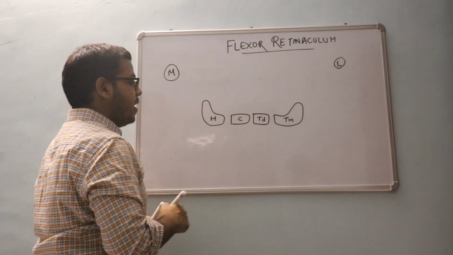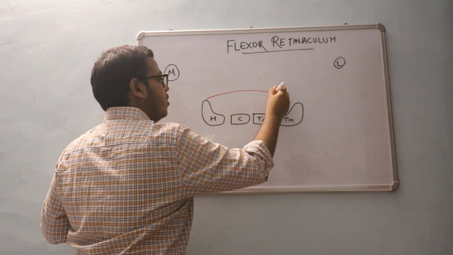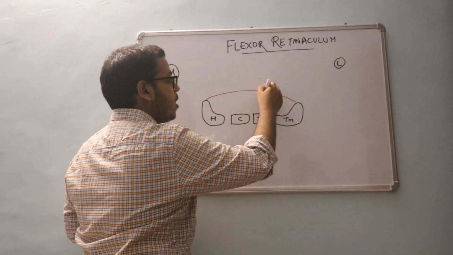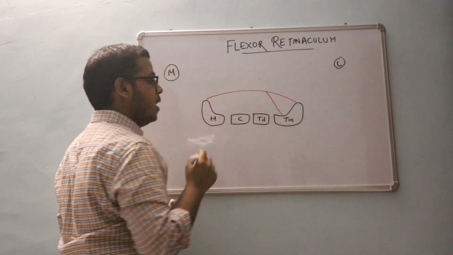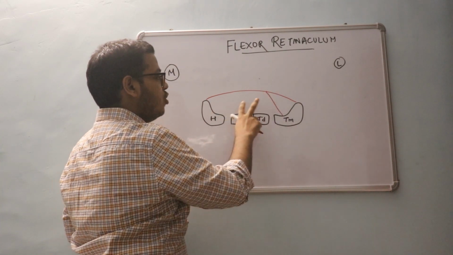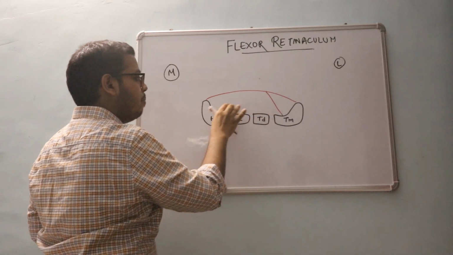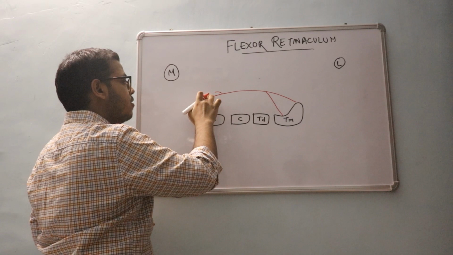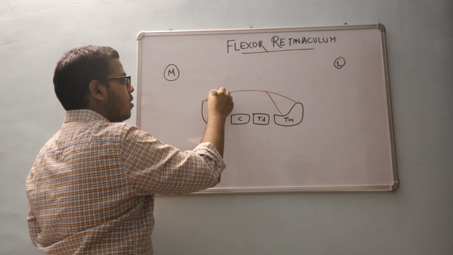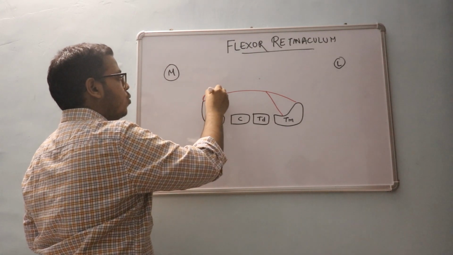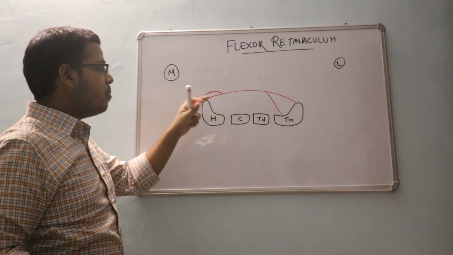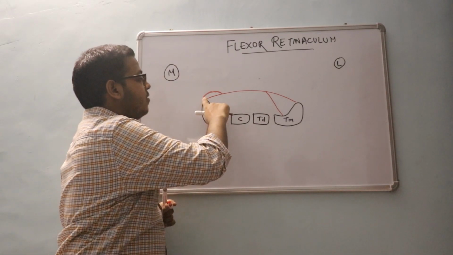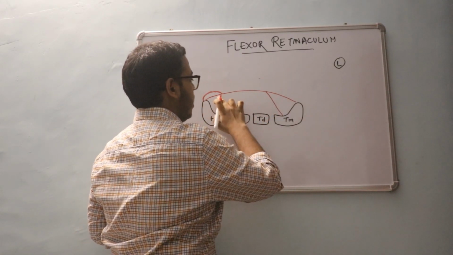Now let us make the flexor retinaculum. This is the flexor retinaculum. Okay, and the flexor retinaculum gives a deep slip, which divides it into a smaller compartment and a major compartment. Apart from that, we also have a superficial slip, and that is this one. This one is the superficial slip and this one is the deeper slip of the flexor retinaculum, and this one is the main flexor retinaculum.